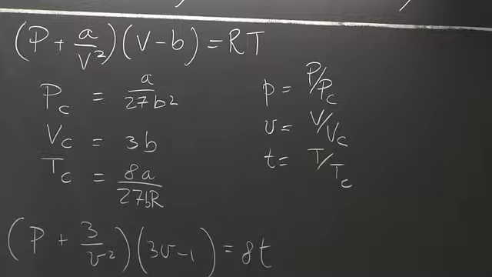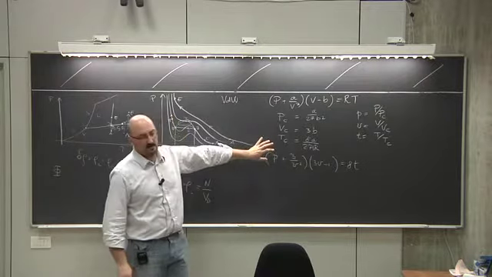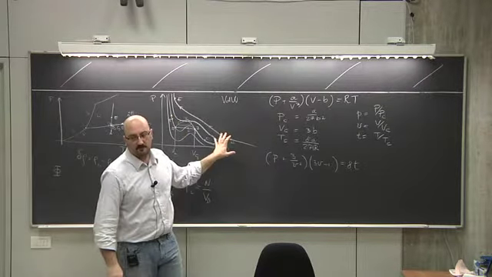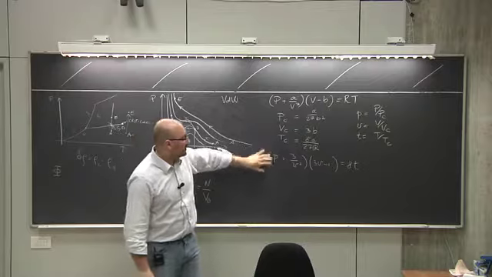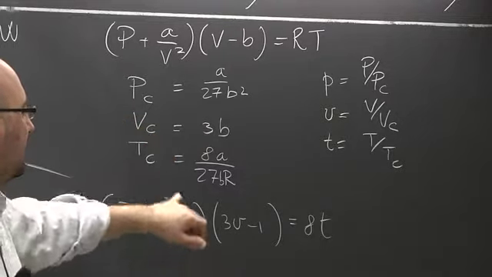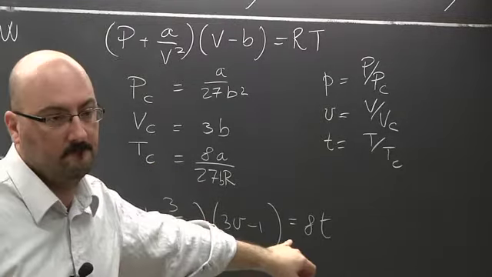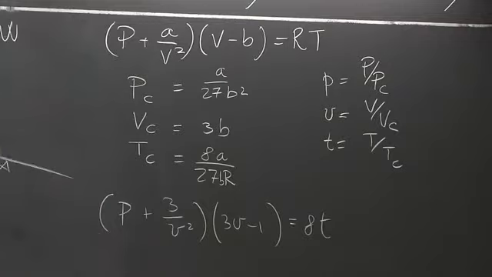And in fact, this means that for any substance that is well approximated by the van der Waals equation, if I measure the pressure in units of Pc, the volume in units of Vc, and the temperature in units of Tc, then the equation of state should be the same. In fact, this equation is called the equation of corresponding states. So you can make a correspondence between different states of different substances if you use the appropriate units of measure.